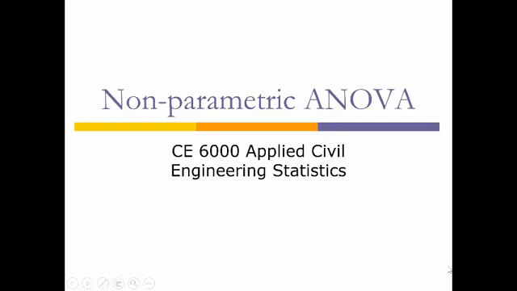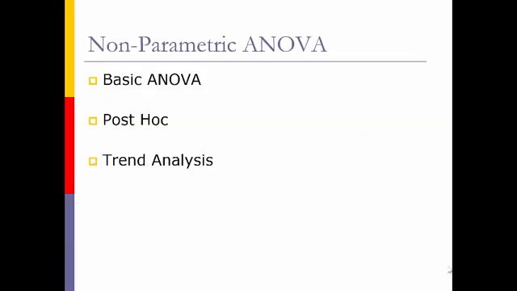All right, today we're going to talk about the non-parametric version of ANOVA. So what happens when you do not meet the assumptions, particularly those associated with skewness or normality for data? Or if you have ranked data or categorical data, the non-parametric ANOVA may also be appropriate as well.